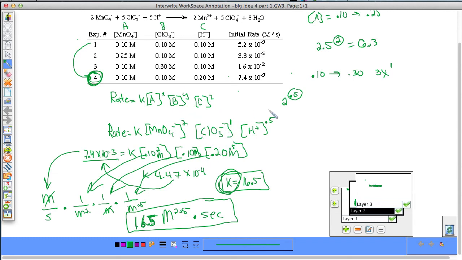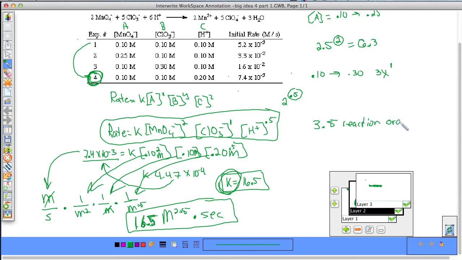One last thing, let's look at the overall reaction order. So we figured out that the order for permanganate was second order, the order for chlorate was first, and the order for hydrogen was 0.5. So the overall, you just count all of it up. So 2, 3, 0.5. So my overall reaction order for this is 3.5. So that's my reaction order for the overall thing.